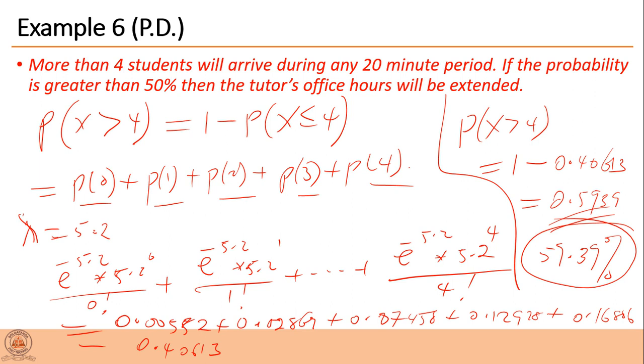Why? Because the probability that we have calculated, that more than 4 students will arrive at the tutor's office, is more than 50%, which is 59.3%. So office hours will be extended. That is how we calculate the probability for this particular one.